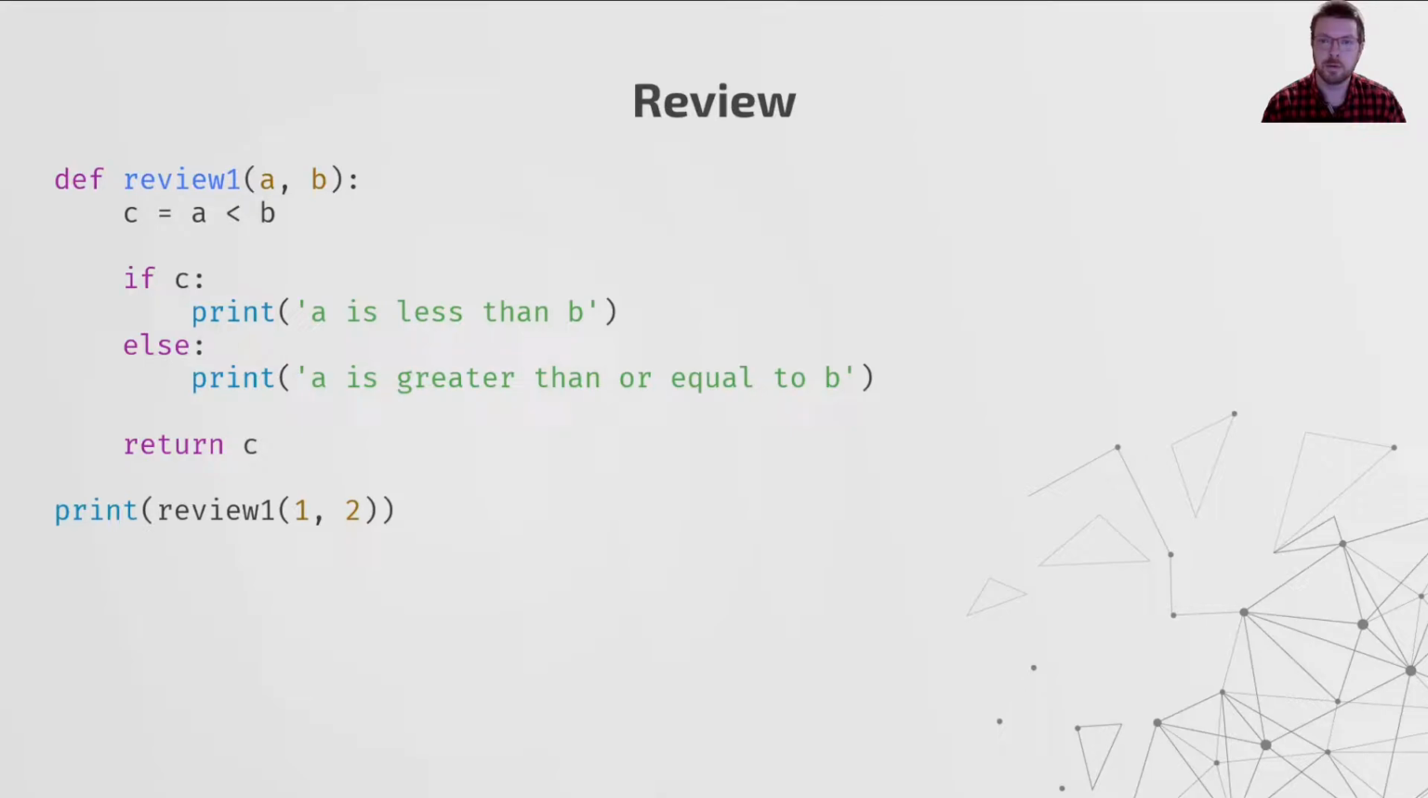So here we have a function definition called review1 that takes 2 parameters a and b. When this function is called, a variable c is assigned the value of a less than b. We then have a conditional if statement that prints a different string based on the value of c. The function then returns the value of c at the end. Outside of the function definition, we have a print statement that will print the return value of review1 called with parameters a equals 1 and b equals 2. So when this runs, c is true, and therefore the function will print a is less than b, but it will also print true.